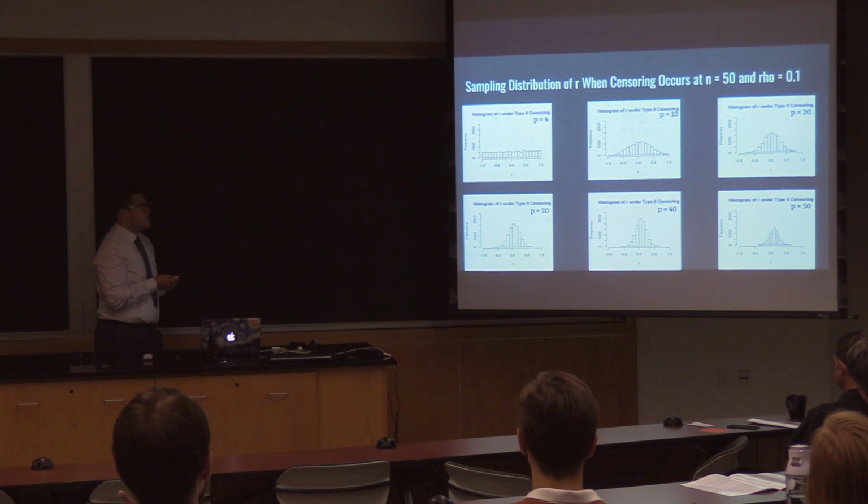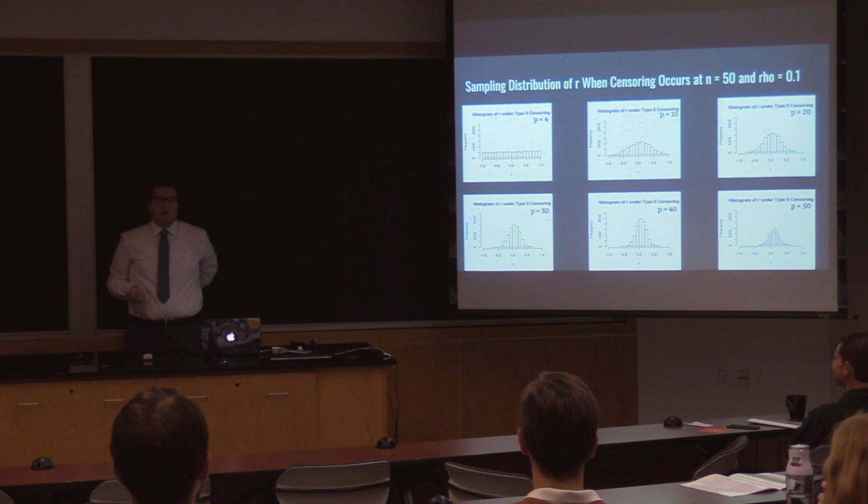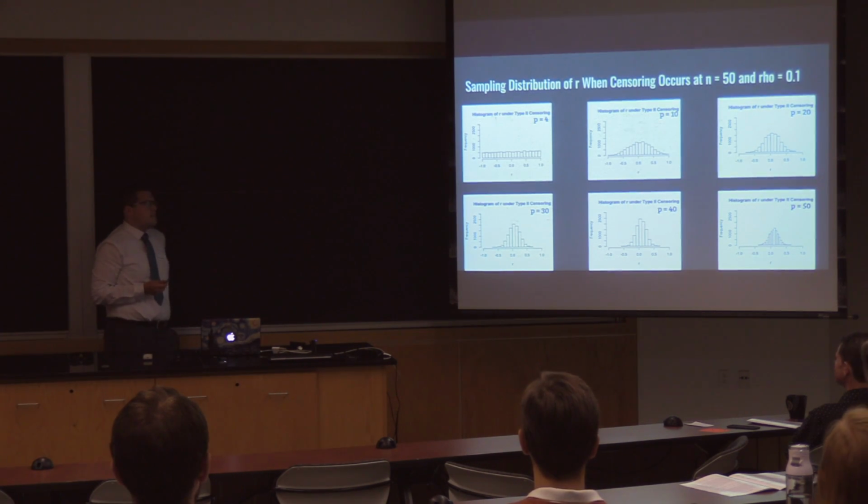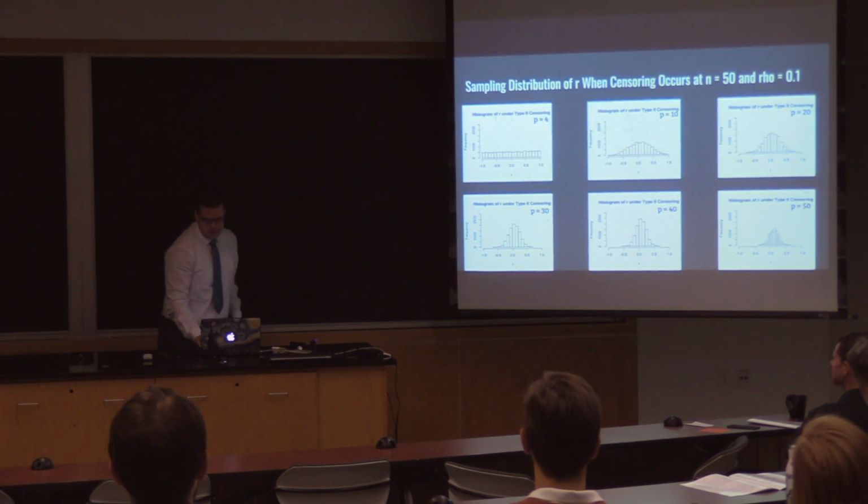As you can see, as the effects of censoring decrease, we go from a flat distribution to a trend at 0.1, which is expected because in our simulation, rho is equal to 0.1. As the effects of censoring decrease, we get higher frequency bars and less variance in the distribution.